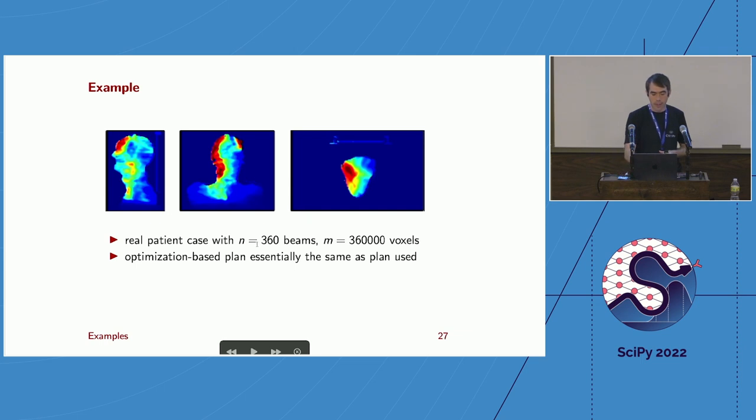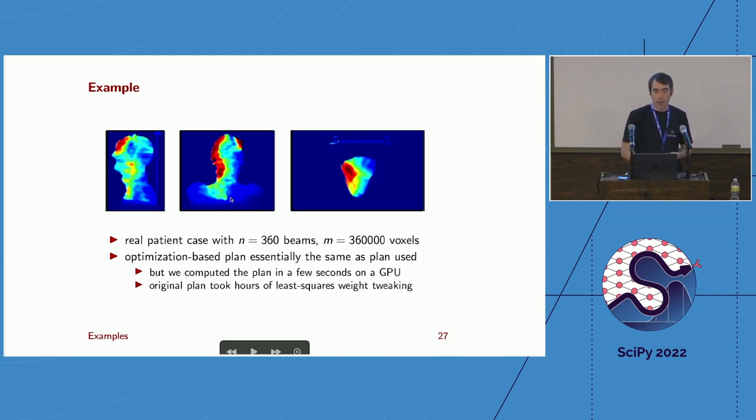And this has, I guess, 360 beams, 360,000 voxels. And this was still in the validation stage of the research. So they validated that the treatment plan generated by this approach was essentially the same as what the clinician came up with. But this was computed in only a few seconds using a GPU, versus the original plan, which took hours of weight tweaking. And so it's clear that this is getting into potentially new methodologies for this application.